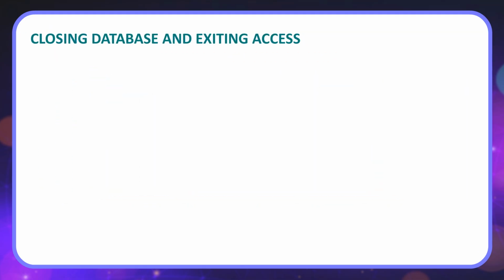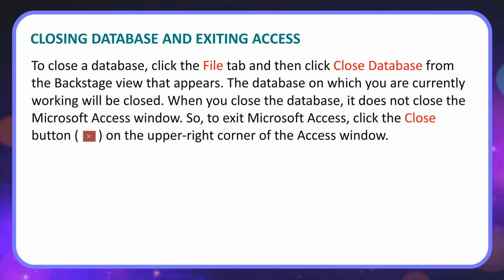Closing database and exiting Access. To close a database, click the File tab and then click Close Database from the Backstage view that appears. The database on which you are currently working will be closed. When you close the database, it does not close the Microsoft Access window. So, to exit Microsoft Access, click the Close button on the upper right corner of the Access window.